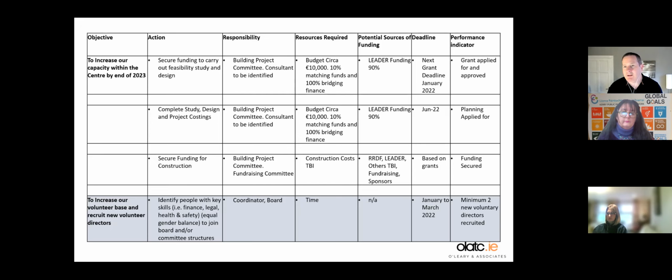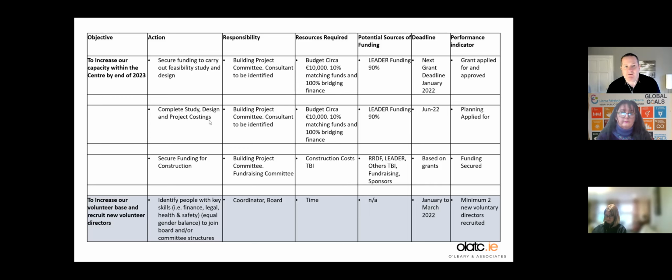So they were looking at, say, the next grant deadline for them, which is January 2022. A performance indicator for them would be that the grant is applied for and approved. What they did was assign one person to track me down to get help putting this together and help identifying where the funding might be.